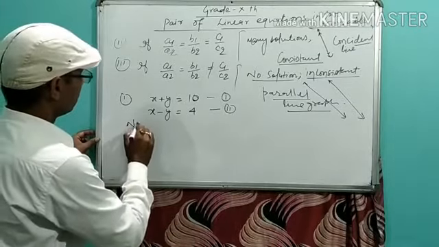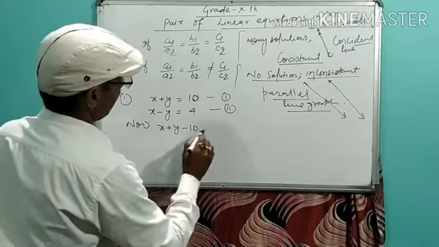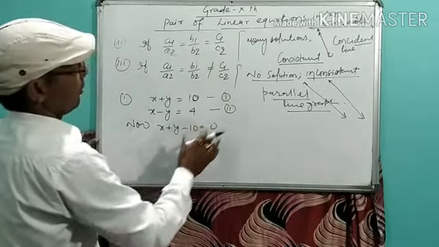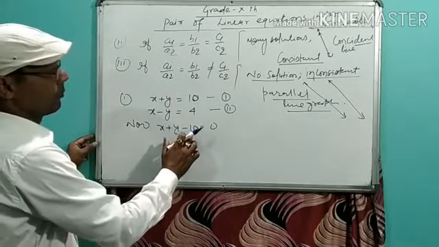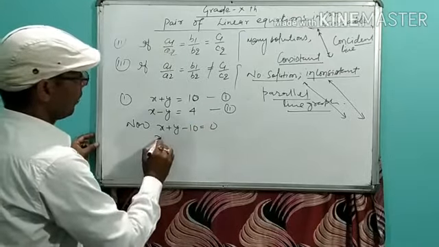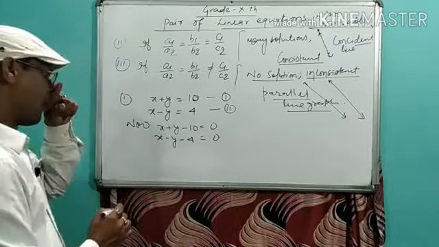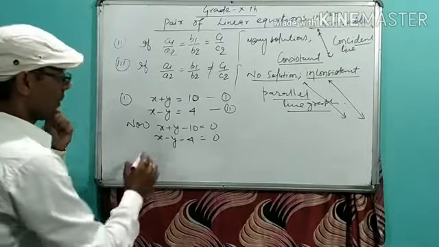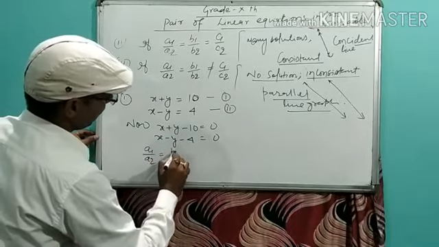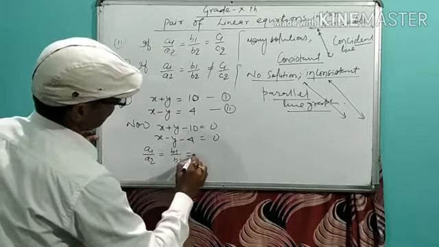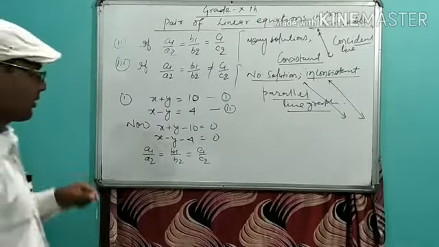Now look here, x plus y minus 10 is equal to 0. You can write it in this way, because you know the standard form is ax plus by plus c is equal to 0. The second equation is x minus y minus 4 is equal to 0. Compare here: a1 by a2, b1 by b2, c1 by c2. We have to compare this.